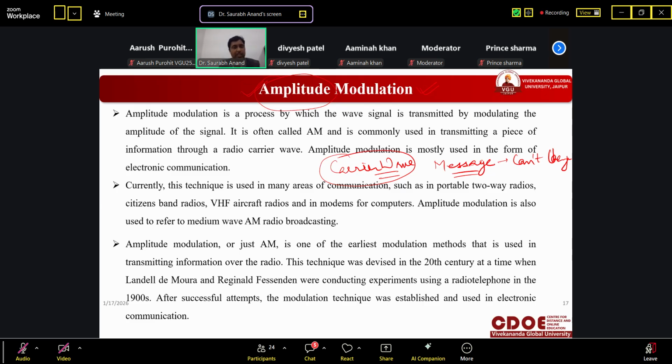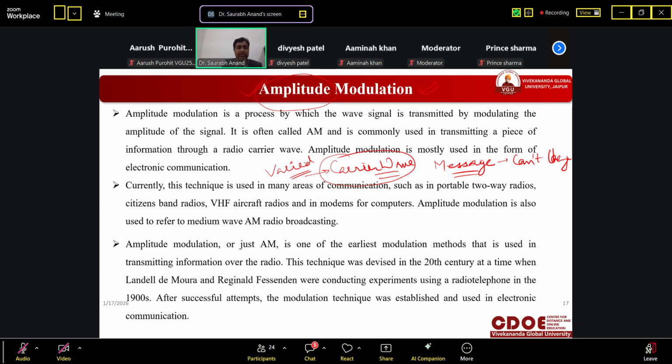The message cannot be changed. We cannot change the parameters of the message. If we change them, the meaning will be changed. So we cannot touch the message. We can touch only the carrier wave, because the carrier wave has no information. It is only carrying your information. So we can change the carrier. The carrier wave will be varied.